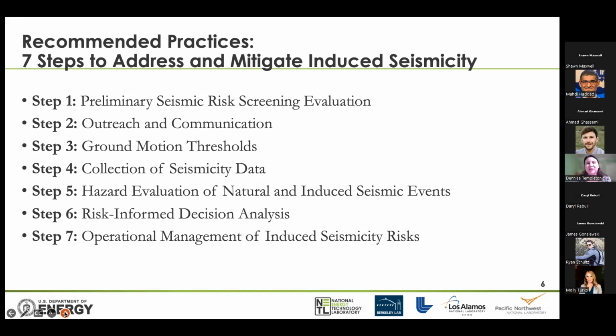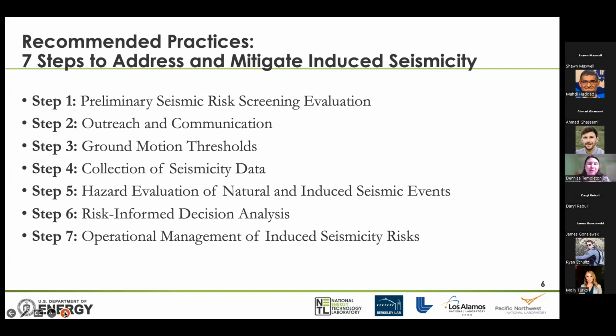Just to give a background, some of the things that we talk about are what to do for the preliminary seismic risk screening evaluation, education, outreach, and communication, how to determine what ground motion thresholds should be considered, and what seismic data we should be collecting, both before, during, and after injection. What are some best practices right now in terms of hazard evaluation of natural and induced seismic events? How to use that information for a risk-informed decision analysis. And lastly, what are some best practices for operational management of induced seismicity risk?